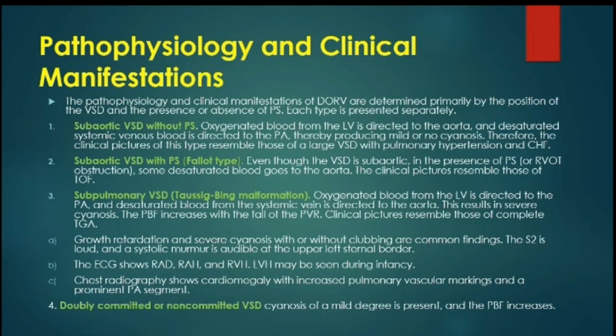Second sound is loud, with a systolic murmur of pulmonary overflow or relative pulmonary stenosis, and ECG shows right atrial dilatation and hypertrophy, right ventricular hypertrophy. Chest X-ray shows cardiomegaly with increased pulmonary vascular markings, with prominent pulmonary artery segments. Cases of doubly committed or non-committed VSDs usually present with cyanosis of mild degree and increased pulmonary blood flow manifestations.